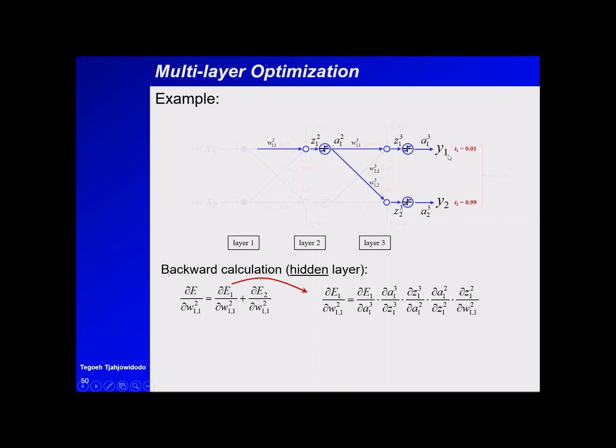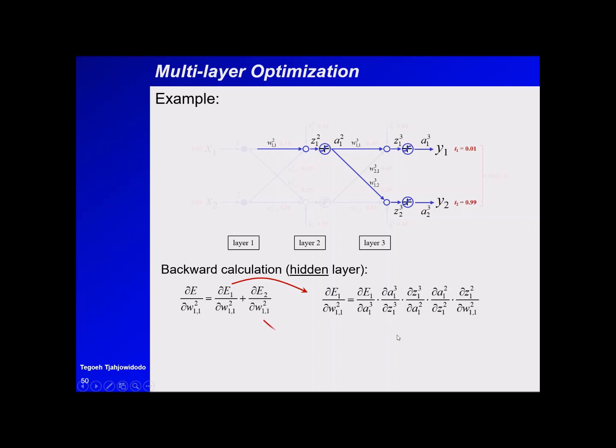E1 is a function of A13, where actually A13 is Y, but A13 is a function of Z13. Z13 is a function of A12. A12 is a function of Z12, and Z12 is a function of W112. So you substitute all of the values, all of the functions here, and then you can get this part: the first derivative of the first error with respect to W112.